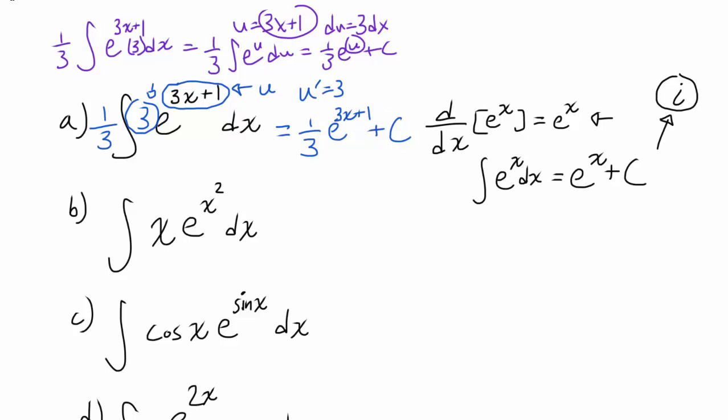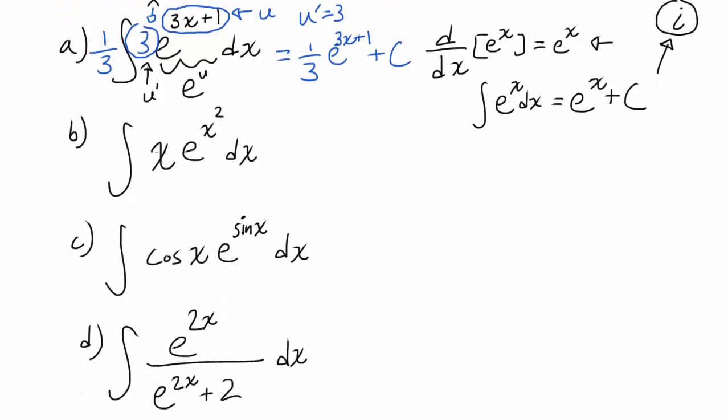But how I like to do it, when it's not too complex, is the in-your-head method by pattern recognition. Since we have our u being 3x plus 1 and our u prime being 3, you just want to somehow have our u prime multiplied to our original function, and you can now ignore the u prime, consider this to be e to the u, and integrate right away to get e to the 3x plus 1. So that's how I like to do it.